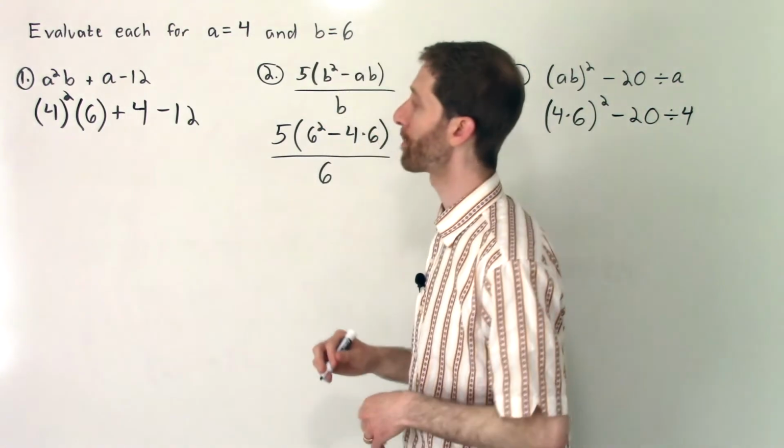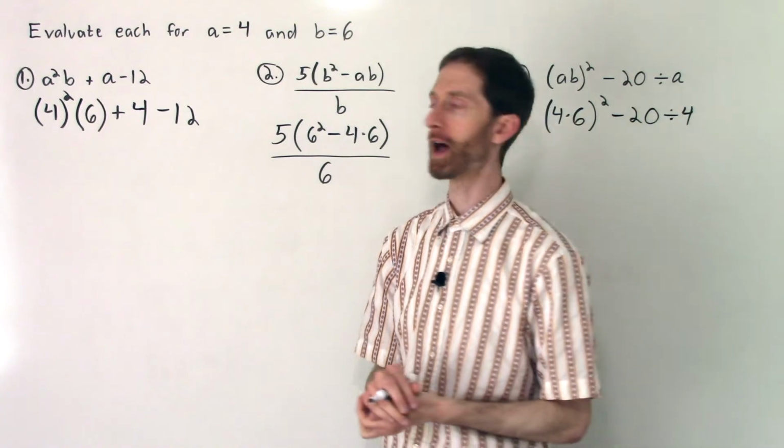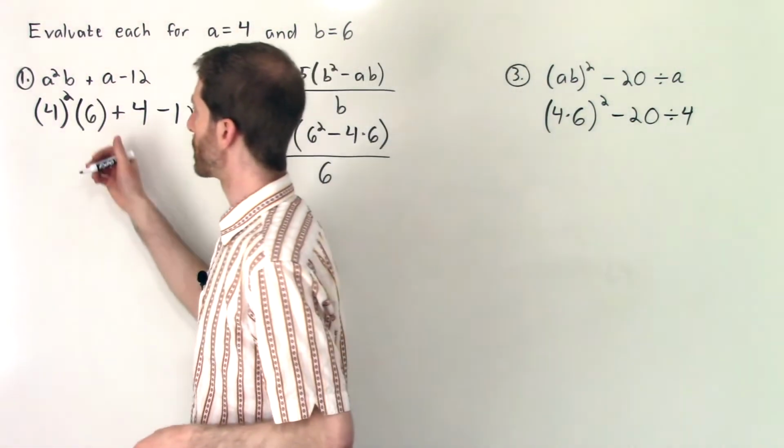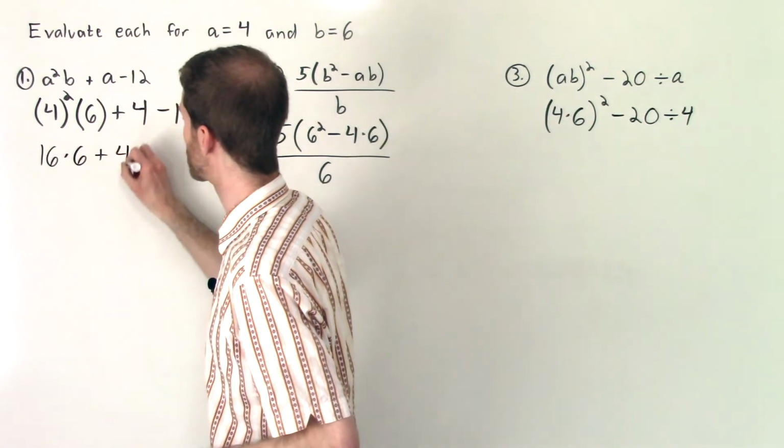So now we'll use the order of operations, and I'll go through that rather quickly because in a previous video I show you how to rock the order of ops. So 4 squared is 16. We do exponents first. You get 16 times 6 plus 4 minus 12.